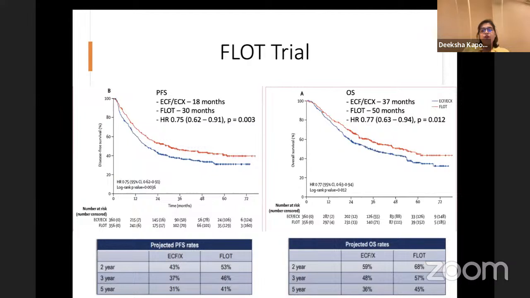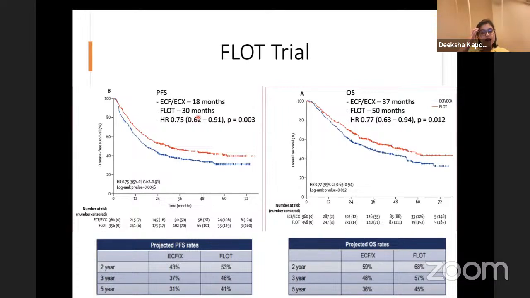This showed that the overall survival actually was better for FLOT. So we are comparing 15 months versus 35 months with an improvement in the hazard ratio of death with FLOT. Not just that, the progression-free survival was also better with FLOT.